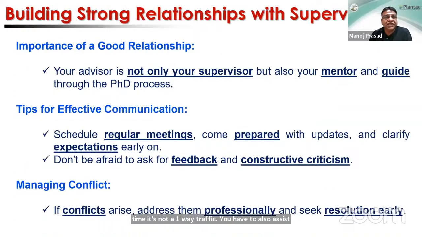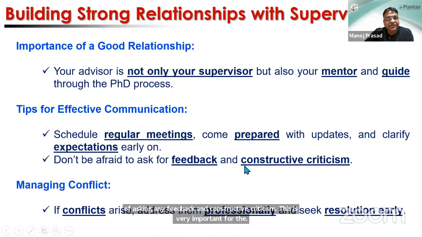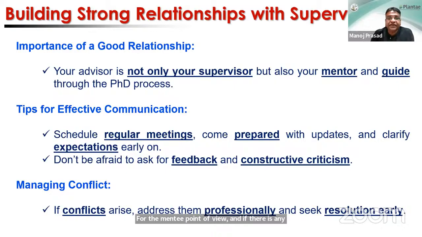Coming to the mentor-mentee relationship, it is very important that the advisor is not only your supervisor, but also your mentor and guide throughout the PhD process. Tips for effective communication are very important to make a good mentor-mentee relationship. Schedule a regular meeting, come prepared with updates, and clarify the expectations early on. Don't be afraid of asking for feedback and constructive criticism. This is very important from the mentee's point of view. And if any conflict arises, address it professionally and seek resolution early.